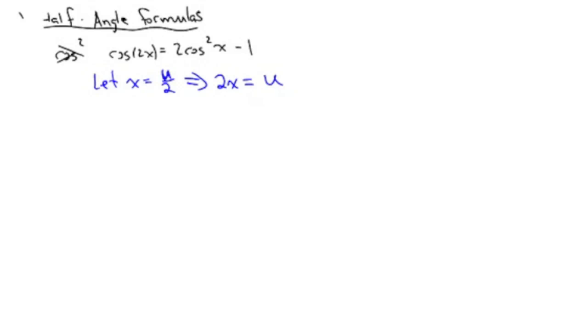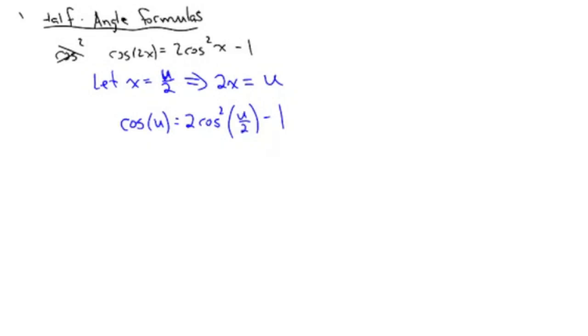So far, so good? All you do is substitute it back into this equation up here. It becomes cosine of u is equal to 2 cosine squared of u over 2, minus 1. Let's expand.